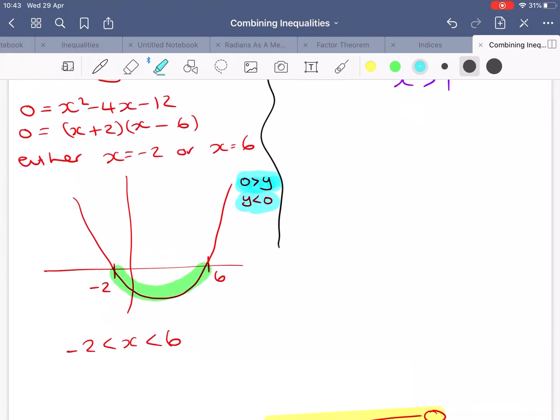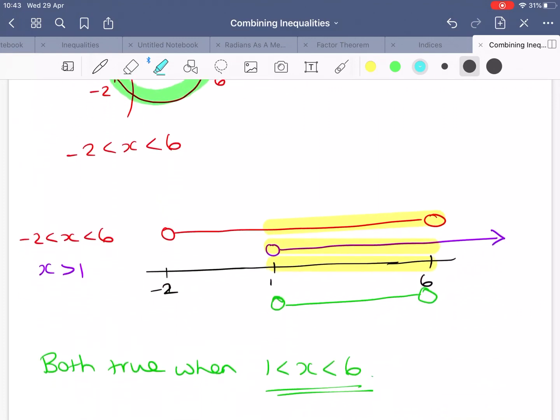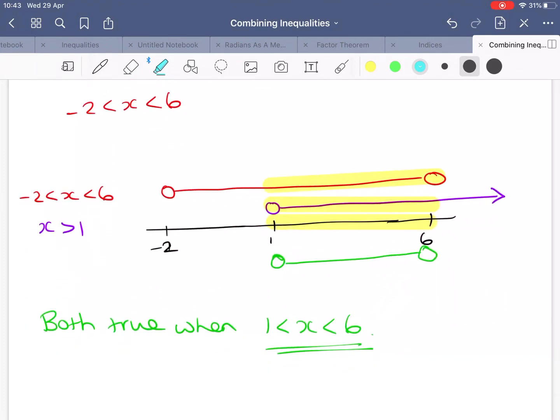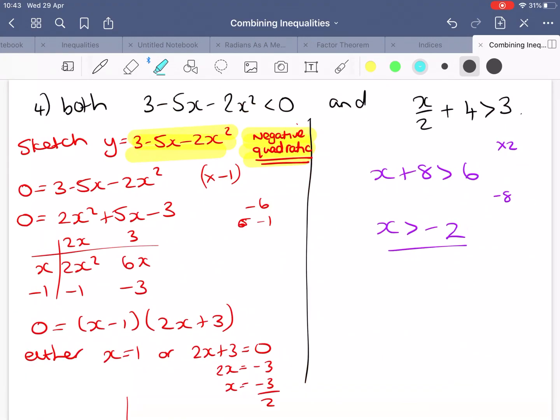So the region was between -2 and 6, which we write as -2 is less than x is less than 6. Put the two inequalities on a number line, and the region when they're both true is between 1 and 6. So we write that as 1 is less than x is less than 6. And the final one, again, the linear, fairly straightforward. You just got x is greater than -2.